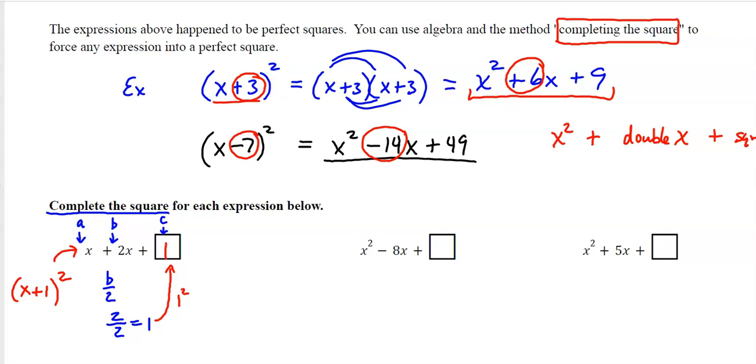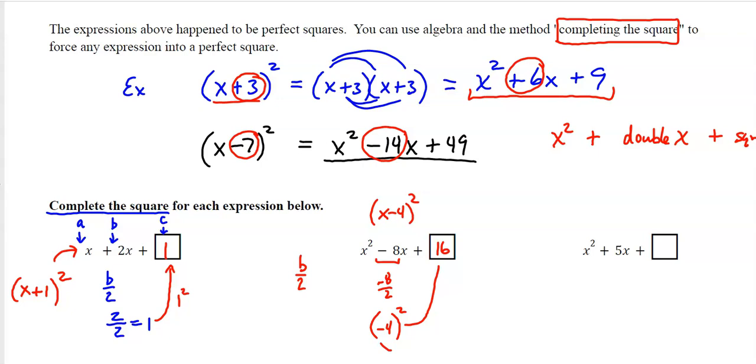So I'm going to do this one right here. Basically, this is my b. I divide it by 2. So I don't need to write it, I guess, but I'll do b divided by 2. So negative 8 divided by 2 is negative 4. And then I'm going to square that negative 4. And it's going to be a 16. Okay? And if you check it out, this is x minus 4 squared. I made it be a perfect square. All right? I made it work out that way.